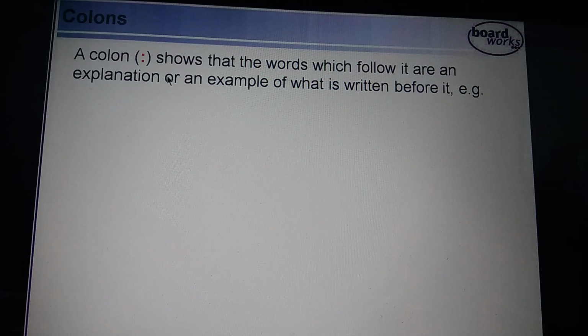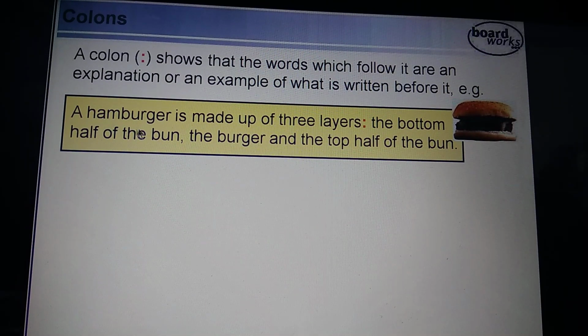This is a colon. The sign of a colon looks like this: two dots, one below the other. A colon shows that the words which follow it are an explanation or an example of what is written before it. For example, a hamburger is made up of three layers. This colon means the names or particulars of those three layers.